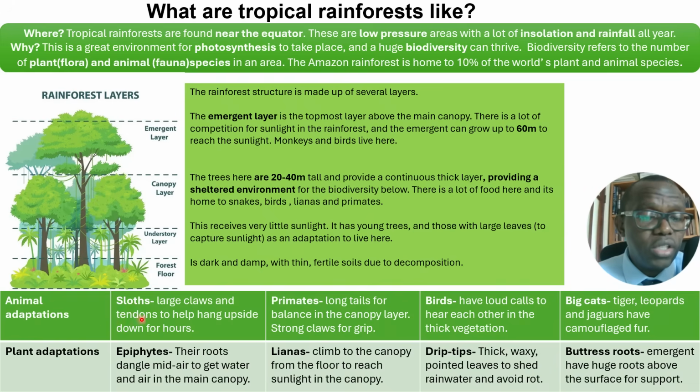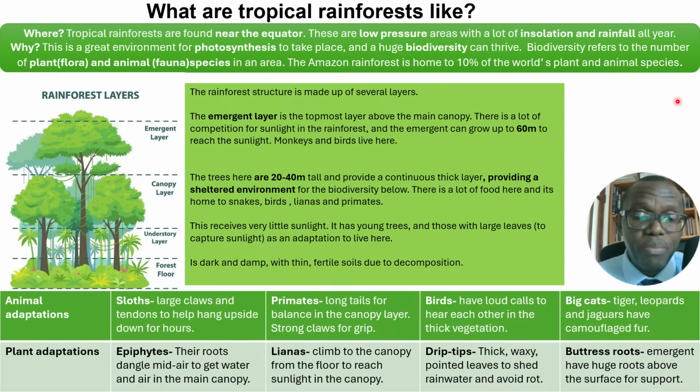So the sloths have large claws and tendons to help them hang upside down for hours in the rainforest. They live in the trees, and they only come down to the forest floor once a week. So they are basically on the trees throughout their life, so to speak.